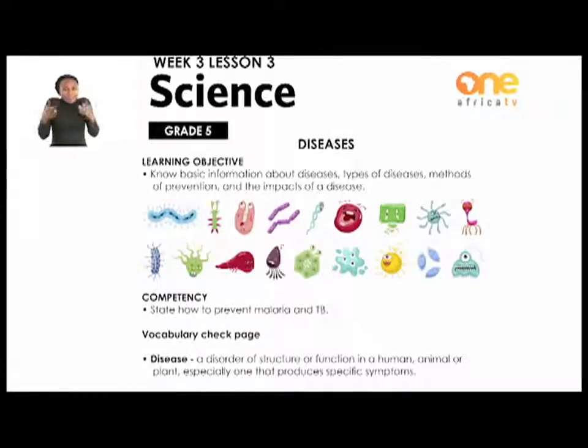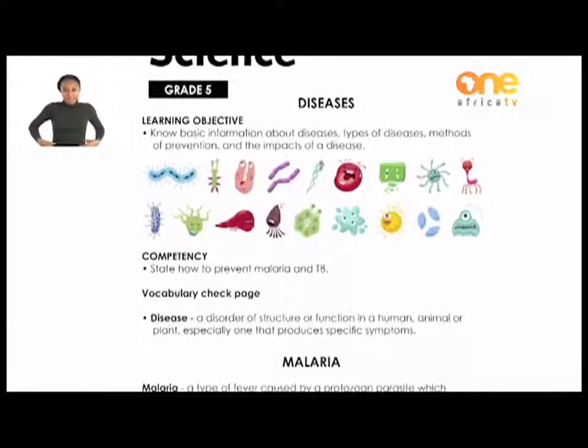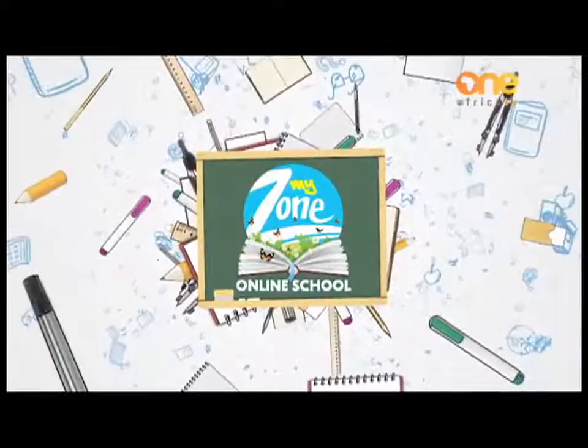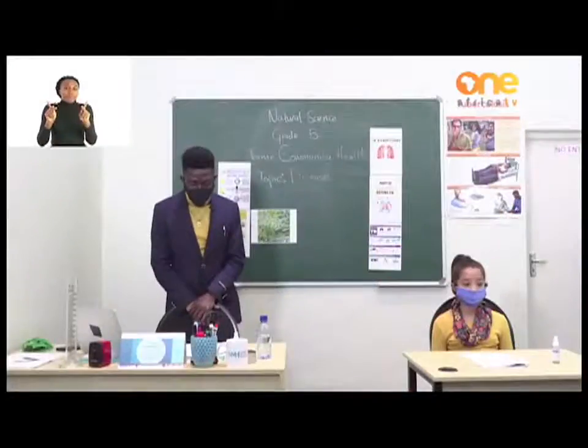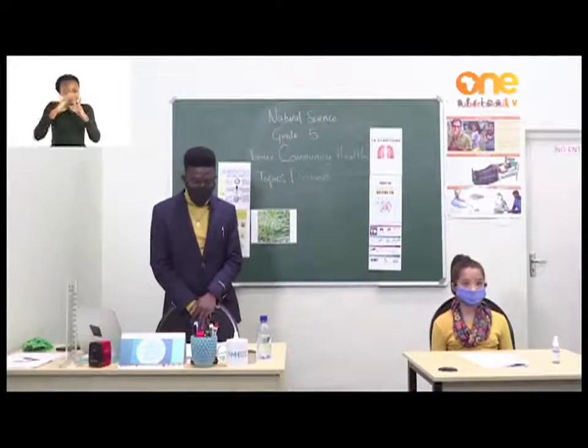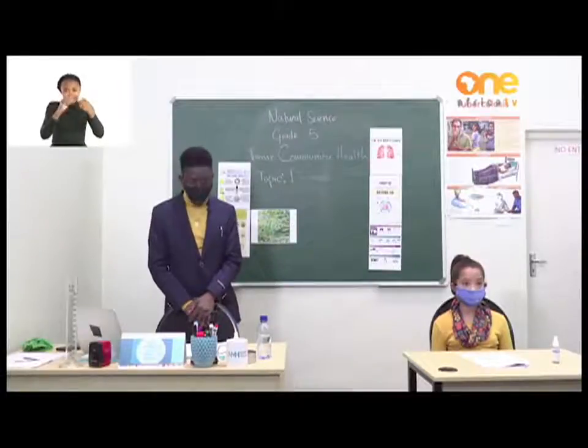We'll begin by checking our vocabulary, which today's word is disease. A disease is a disorder of structure or function in a human, animal, or plant, especially one that produces specific symptoms or signs. Today's lesson is on diseases. We'll be focusing on malaria and TB.